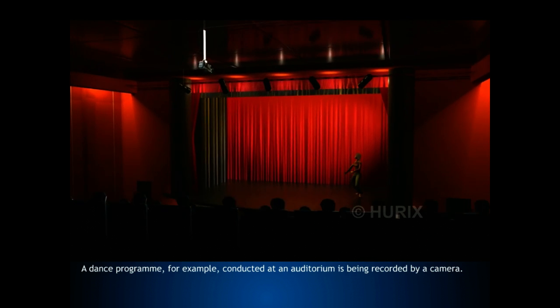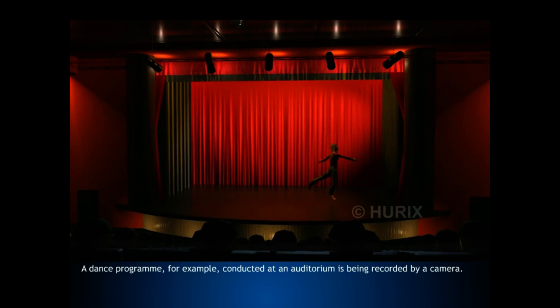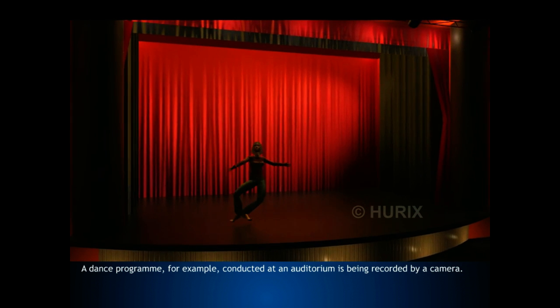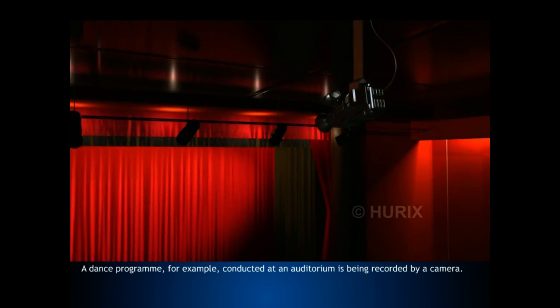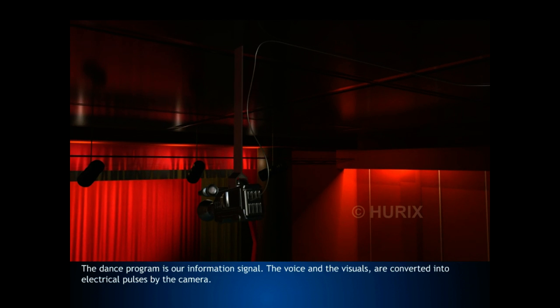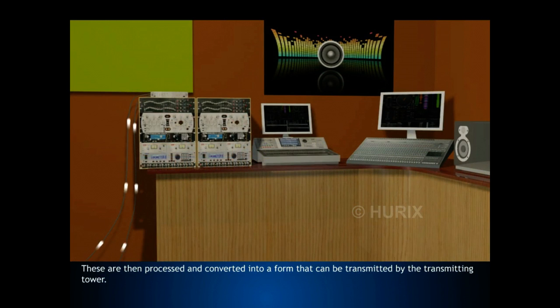A dance program, for example, conducted at an auditorium is being recorded by a camera. The dance program is our information signal. The voice and the visuals are converted into electrical pulses by the camera. These are then processed and converted into a form that can be transmitted by the transmitting tower.